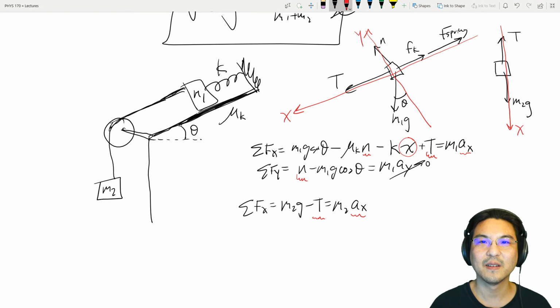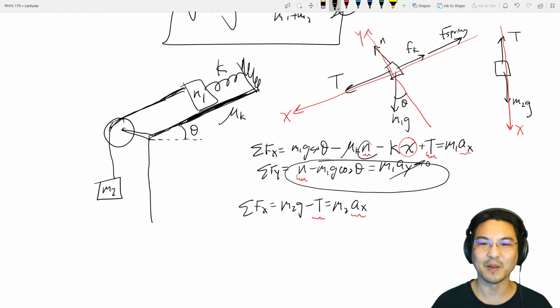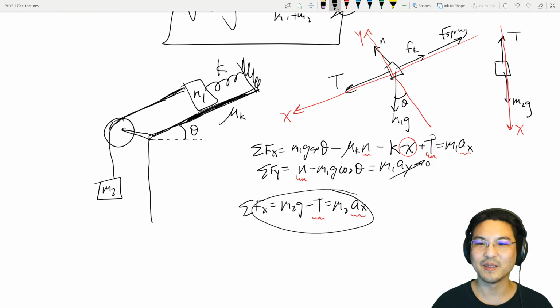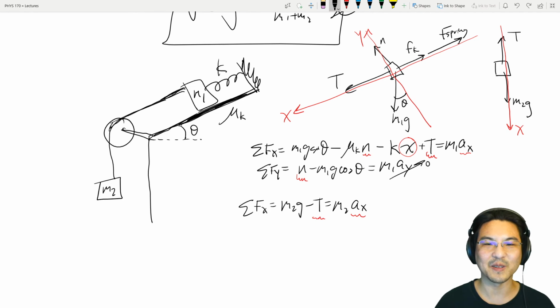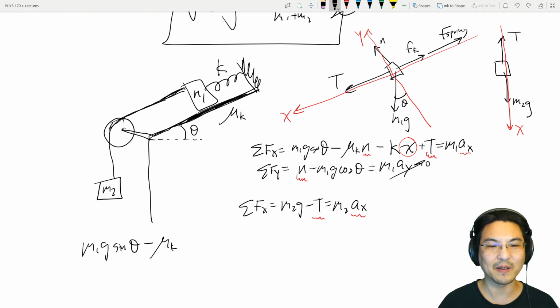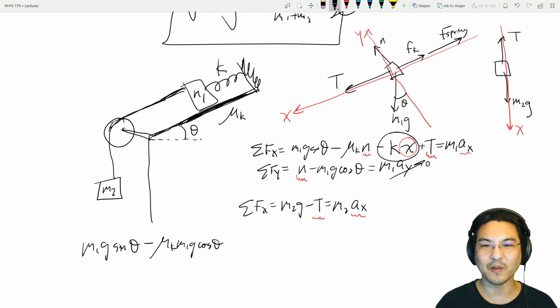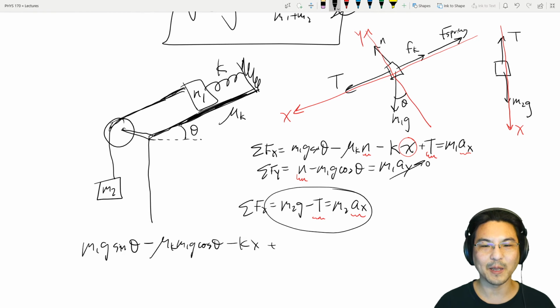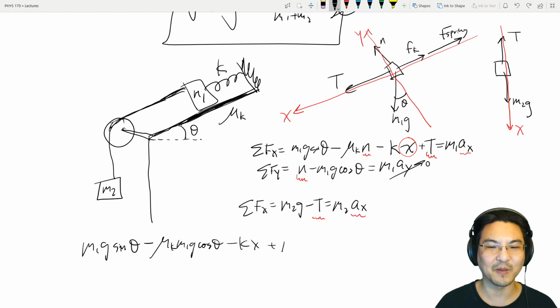Okay, so let's see. So strategically, this one has a lot of unknowns, so I'll substitute things into that equation. So for example, right here, I can solve this for n and put it here. I can solve this for t and put it here. So I'm going to do that. So I'm going to copy this equation, m1g sine theta minus mu k n, but look, n is m1g cosine theta. Okay, and then now here, minus kx plus t, but look, t equals m2g minus m2a_x. I'm going to write that right now. Equals m1a_x.